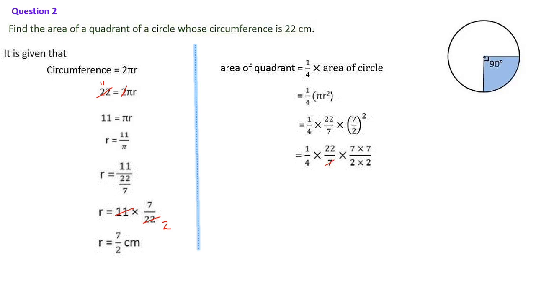This 7 we can cancel, and here 22 we can cancel and write 11 times, and with the 2, no more cancellation I think. Then we will be having 11 into 7, 77, 4 into 2, 8. So 77 divided by 8 centimeter square. That is the area of the quadrant.